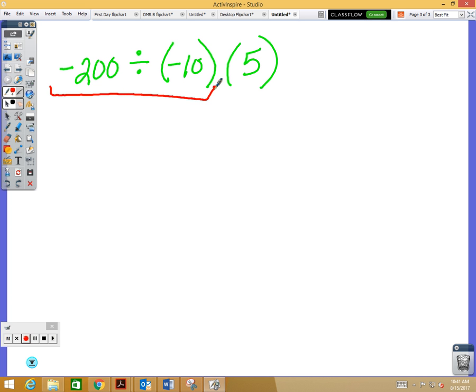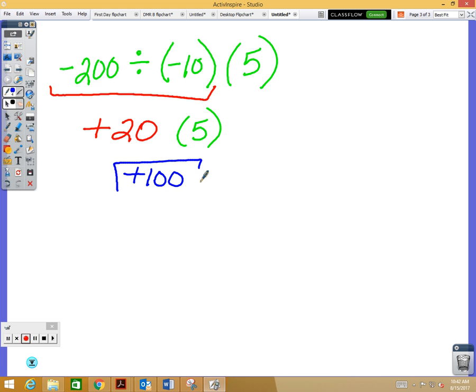Now, first of all, a negative divided by a negative is a positive. What's 200 divided by 10? I gave you the answer. It's 20, isn't it? And then take that times your 5. So that's a positive times a positive, which is a positive or negative 100? Positive 100. You feel okay with those? That if you had multiple operations, you just go left to right for order of operations?